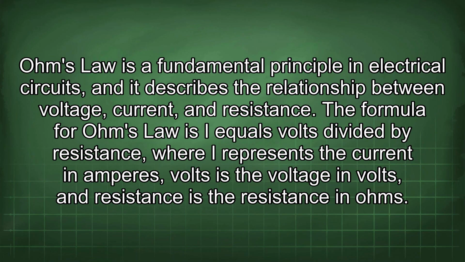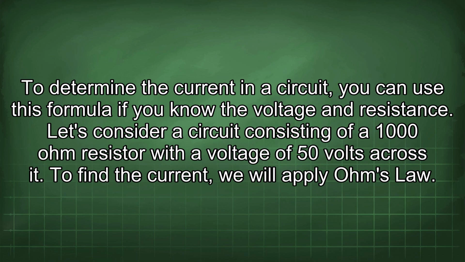Ohm's law is a fundamental principle in electrical circuits, and it describes the relationship between voltage, current, and resistance. The formula for Ohm's law is I equals volts divided by resistance, where I represents the current in amperes, volts is the voltage in volts, and resistance is the resistance in ohms. To determine the current in a circuit, you can use this formula if you know the voltage and resistance.